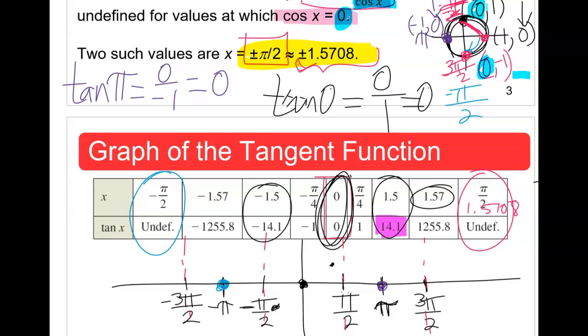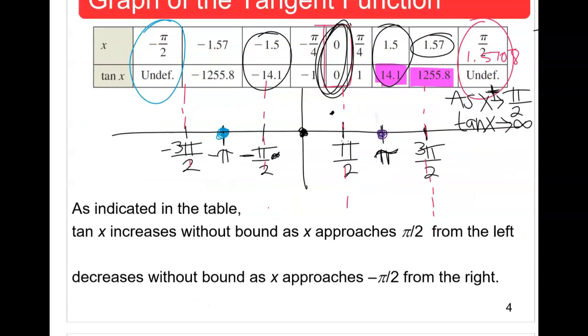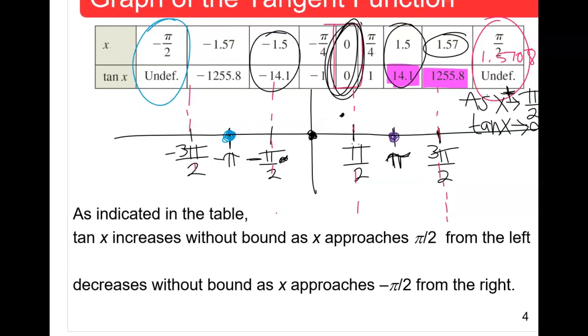However, if you look at the y values, they are increasing rapidly. So we go from 14 to 1,255, and just a difference of 0.07 from the radians. So what that implies is that as x approaches pi over 2 from the right, so we put a plus here, tangent of x approaches infinity. And for that reason, when we trace our graphs, they will look like that.